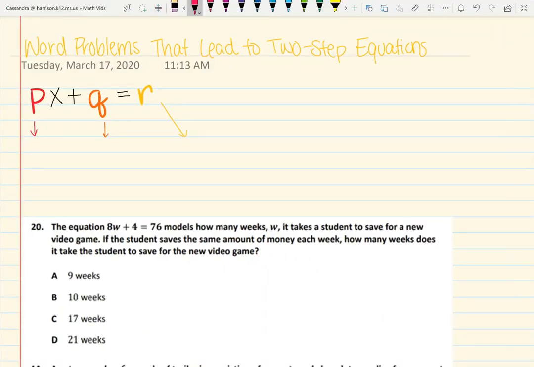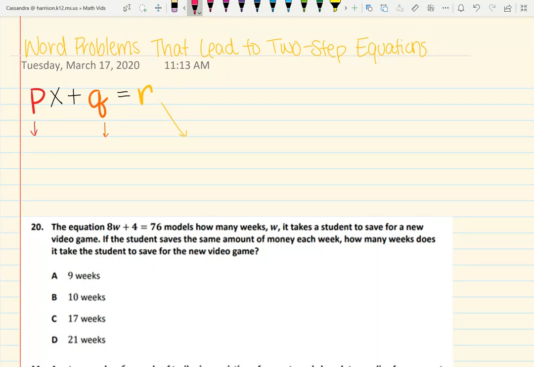What's up, everybody? Okay, so I know we just covered solving two-step equations. And in seventh grade, it's not just good enough to be able to solve the equation. You need to be able to read a word problem and create the equation and then solve the equation. So that's what we're going to do today.